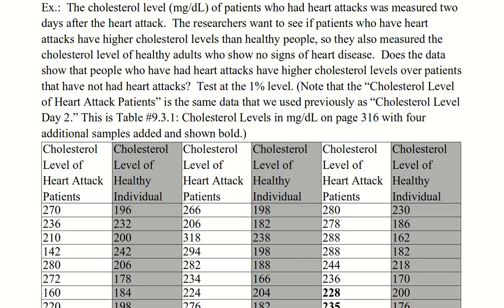Okay, so let's look at an example. It says that the cholesterol level of patients who had heart attacks was measured 2 days after the heart attack. The researchers wanted to see if patients who have heart attacks have higher cholesterol levels than healthy people. So they also measured the cholesterol level of healthy adults who show no signs of heart disease. Does the data show that people who have had heart attacks have higher cholesterol levels over patients that have not had heart attacks? Test at the 1% level.